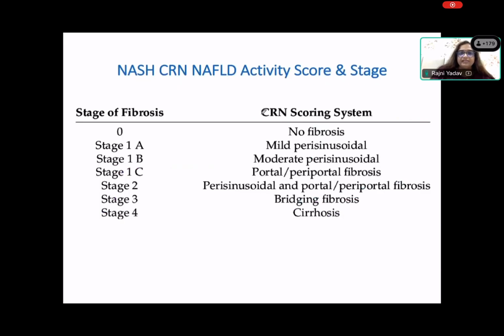After the grading, the fibrosis assessment has to be done. NAFLD is a zone 3 disease, so fibrosis starts from there. You'll have a mild perisinusoidal fibrosis in stage 1A, which is the earliest. This is difficult to identify on H&E, so you need a Masson trichrome stain for that. Once it increases and becomes a little thicker, that is 1B.